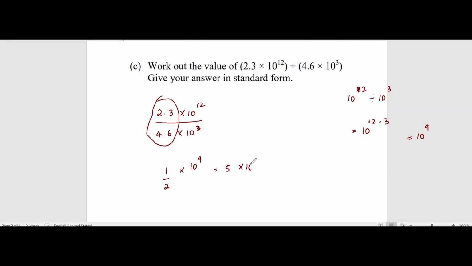So 5 and 8 zeros means 5 into 10 to the power of 8. This will be your final answer. If you are writing the answer in standard form, your final answer is going to be 5 into 10 to the power of 8.